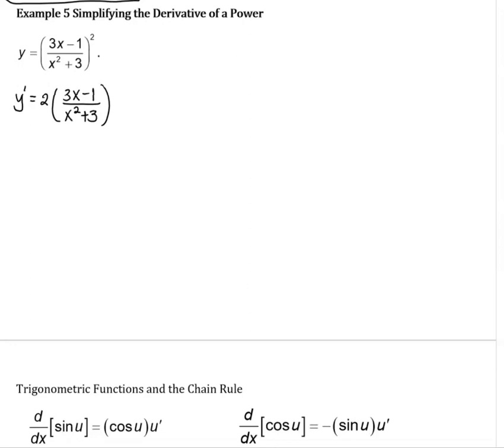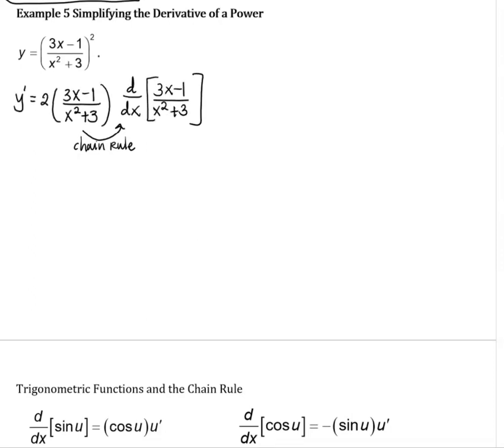We don't typically write that. But everything that was on the inside of this power was not just x. And because it was not just x, we then have to apply the chain rule. That tells us to multiply by the derivative of whatever it was that was on the inside.